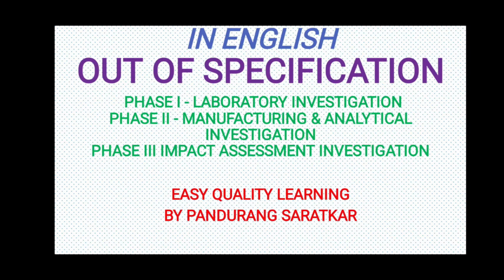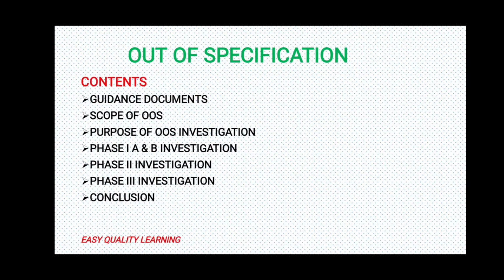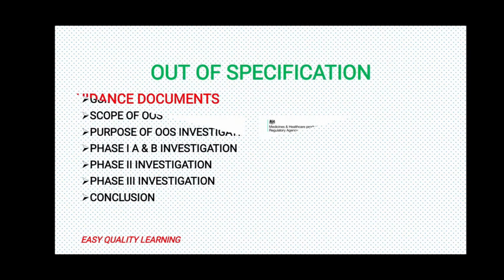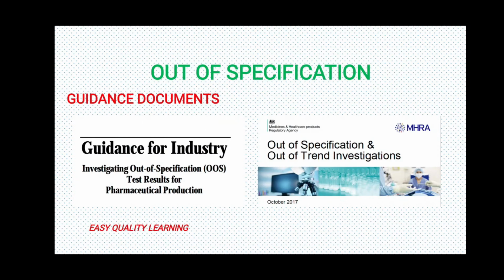In this particular video, we will discuss how to handle out of specification and what the different stages of out of specification are. So let us first see the contents of this video. The contents are guidance documents, scope of OOS, purpose of OOS investigation, phase 1A and 1B investigation, phase 2 investigation, phase 3 investigation, and finally conclusion. First we will see what guidance documents are available for this topic.